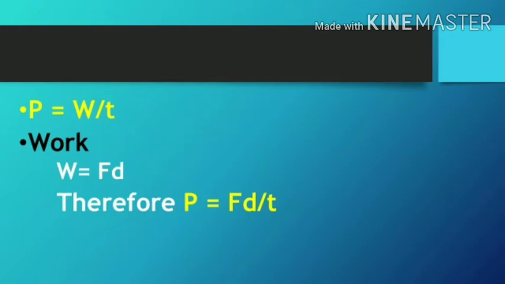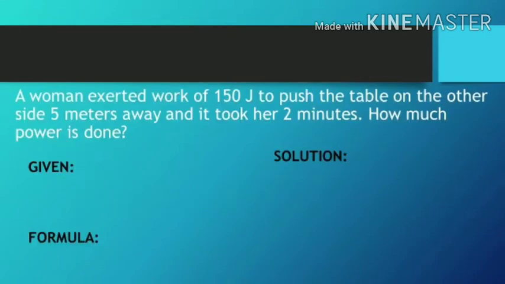Remember that the formula for work is force times distance. Therefore, power can also be expressed as P = force times distance divided by time. Power example problem. A woman exerted work of 150 joules to push a table on the other side 5 meters away, and it took her 2 minutes. How much power is done?